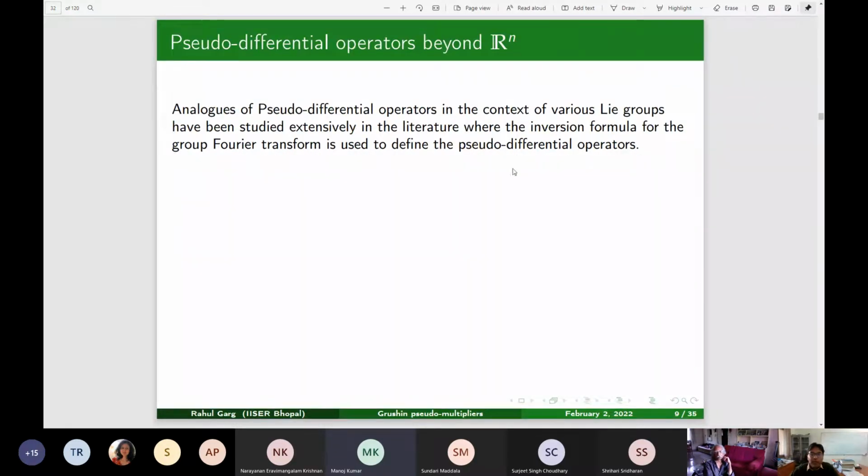Beyond Rn, one looks at the Lie group setting, where you have a sense of Fourier transform and a sense of sub-Laplacian instead of the Laplacian. So these questions arise, and there is a meaning of group Fourier transform also.